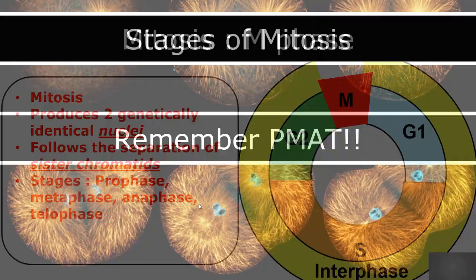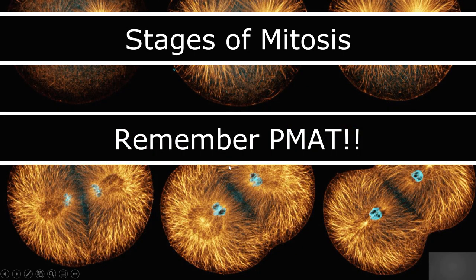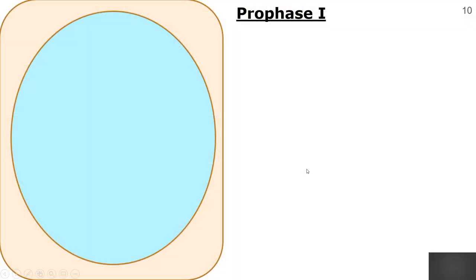It happens just once in mitosis. So let's take a look at these different stages of mitosis. Remember that mnemonic PMAT, right? So this is going to give you the order of the different stages of mitosis.